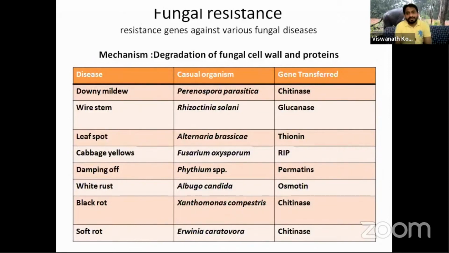and likewise for fungal resistance also. These genes, chitinase: the mechanism of fungal resistance is degradation of the fungal cell wall. We all know that the fungal cell wall is made up of chitin, isn't it? So when you transfer this chitinase gene, it will degrade the fungal cell wall. Automatically, the fungus will die. Likewise, osmotin. Osmotin means it will make the fungus dehydrate.